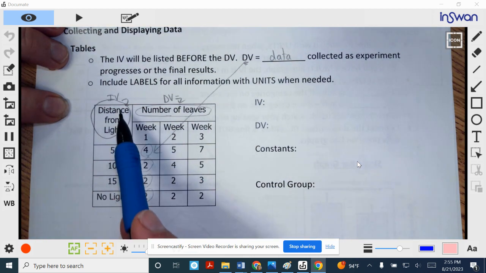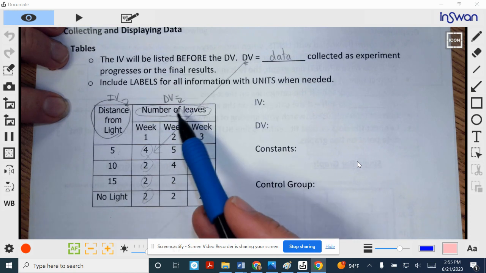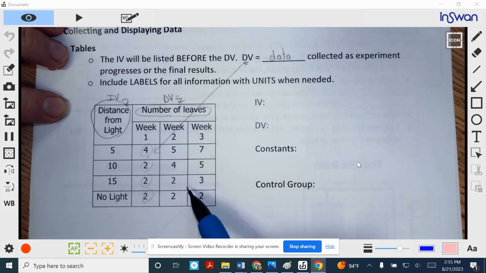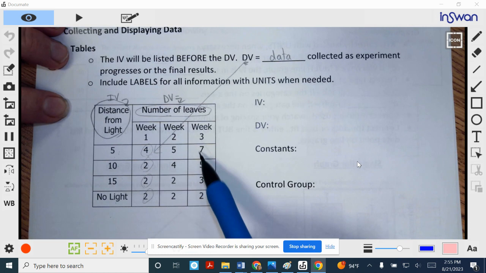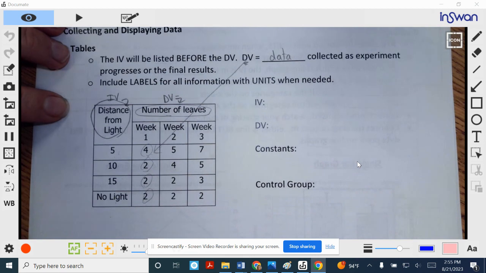So number of leaves would be my dependent variable. So see how the IV, what we've changed, is coming first, and then what we are going to count and record comes second. We'll have a place in our table for all these numbers to be recorded as we do the experiment.